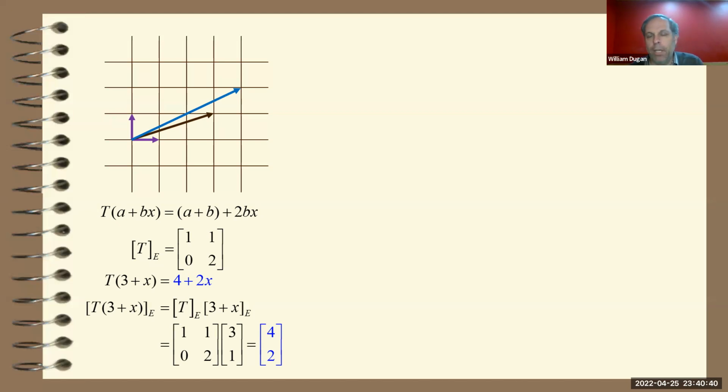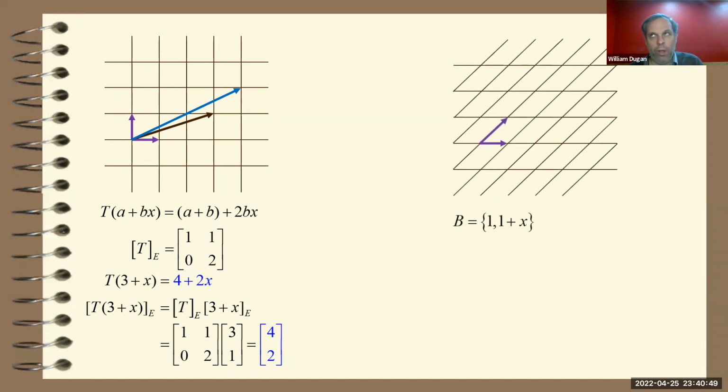Let's do it again. Remember, the basis that diagonalizes it is 1, 1 plus x. So 1, 1 plus x corresponds to the vectors 1, 0, which is i, and then the vector 1, 1, which is i plus j.